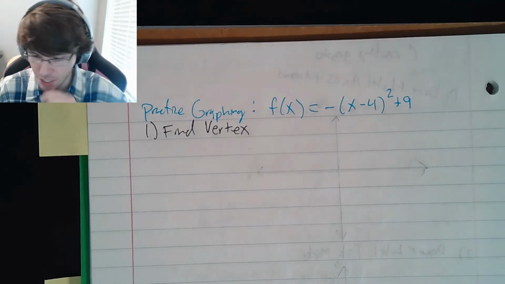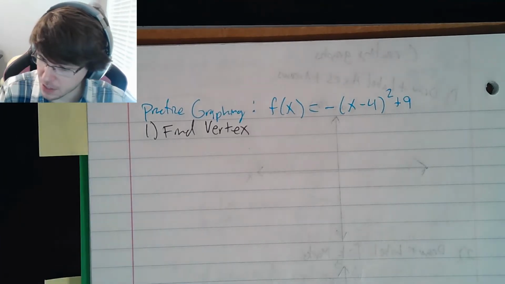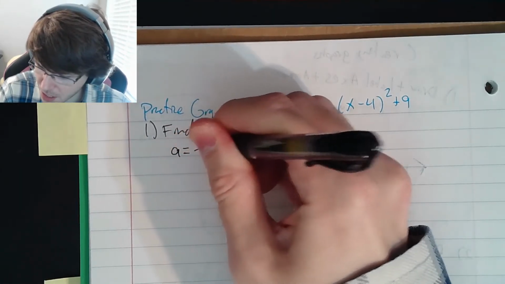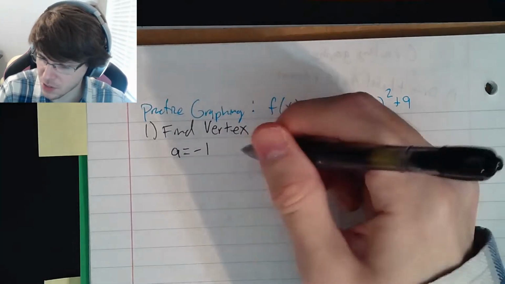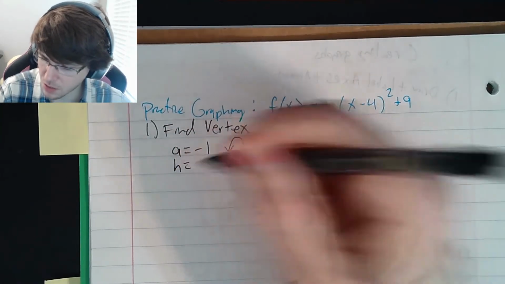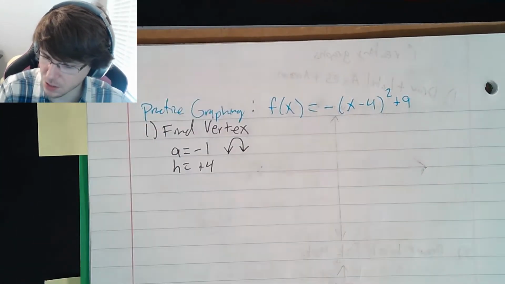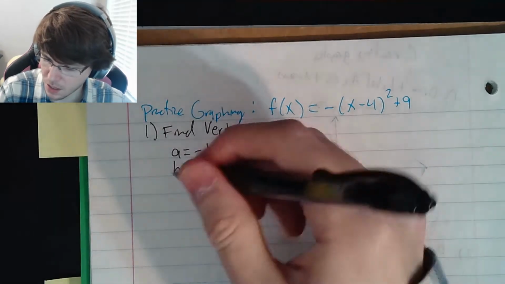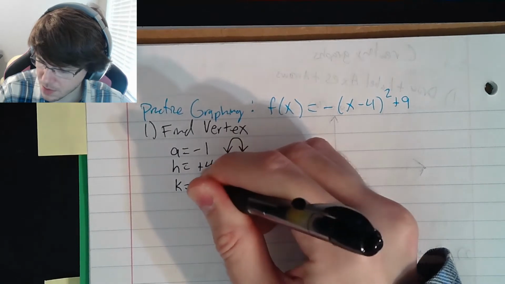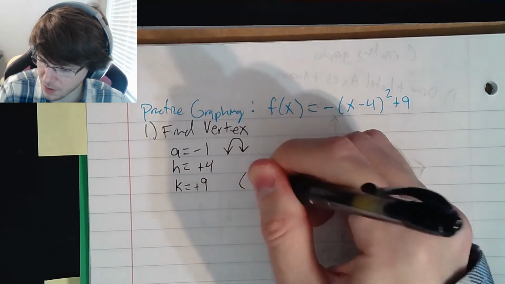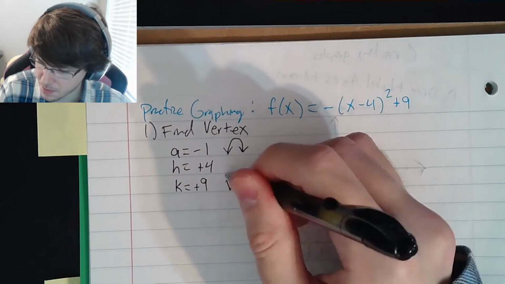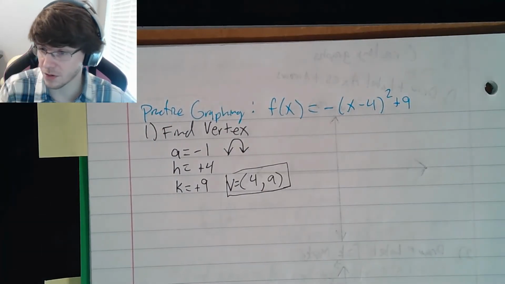Okay, that was your chance. Now I'm going to do it myself. So you're finding the vertex. We're going to say A equals negative 1. If A is negative 1, this creates a frowny face. We're going to say H equals positive 4. Again, you're switching that sign. And K equals positive 9. So that means we have the coordinate for our vertex. V equals 4, 9. So we found our vertex, nice and happy.